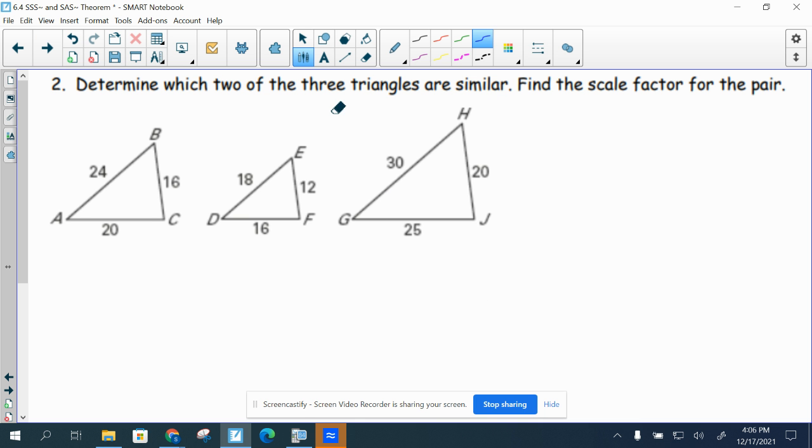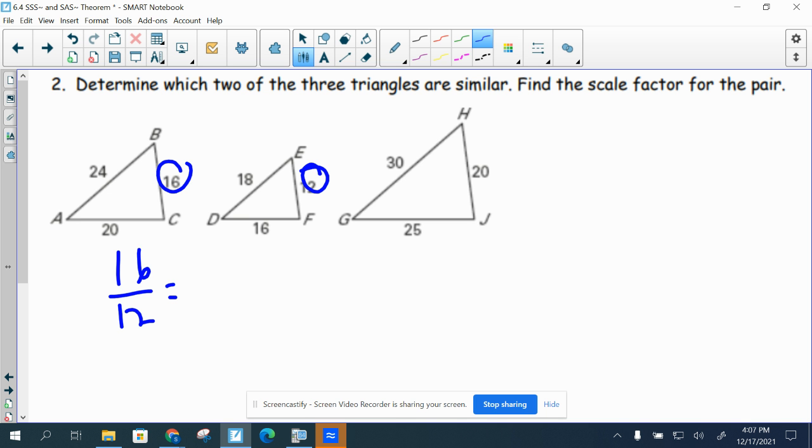Determine which two of the three triangles are similar, and find the scale factor for the pair. We would do the same thing and check the ratios. Because you don't always know that the triangles are oriented the same way if they were similar, you want to match up the smallest side lengths. So we'll do 16 over 12 first, because those are the two smallest sides of these two.